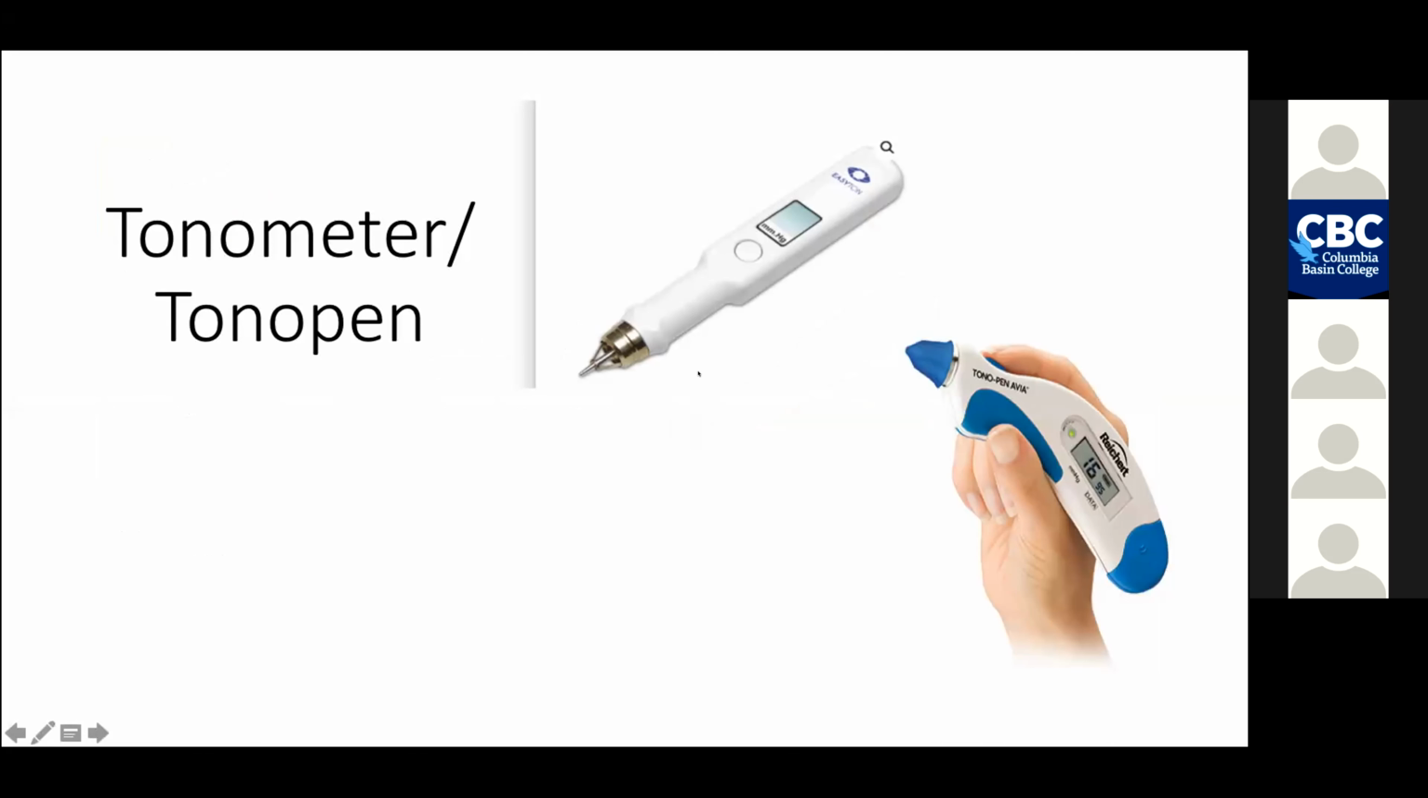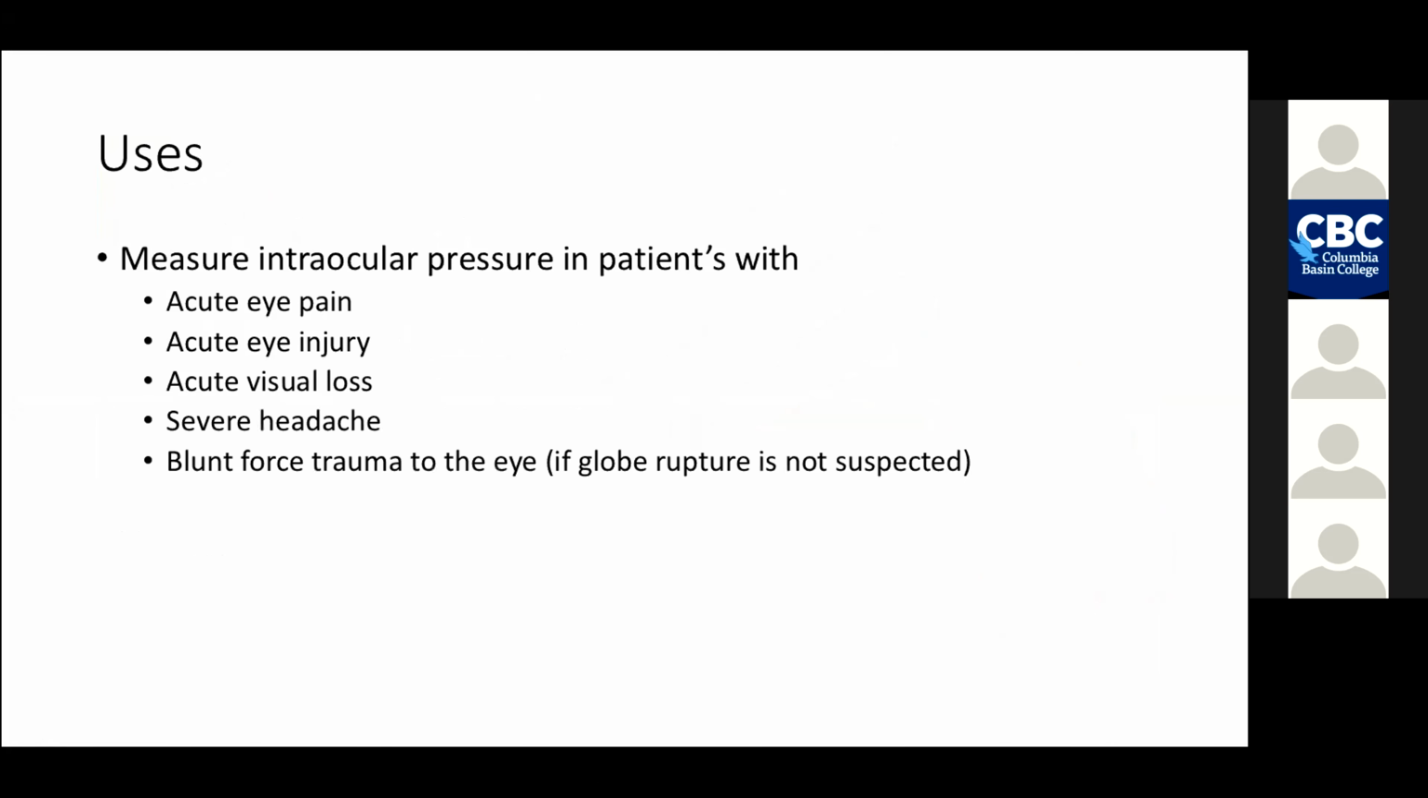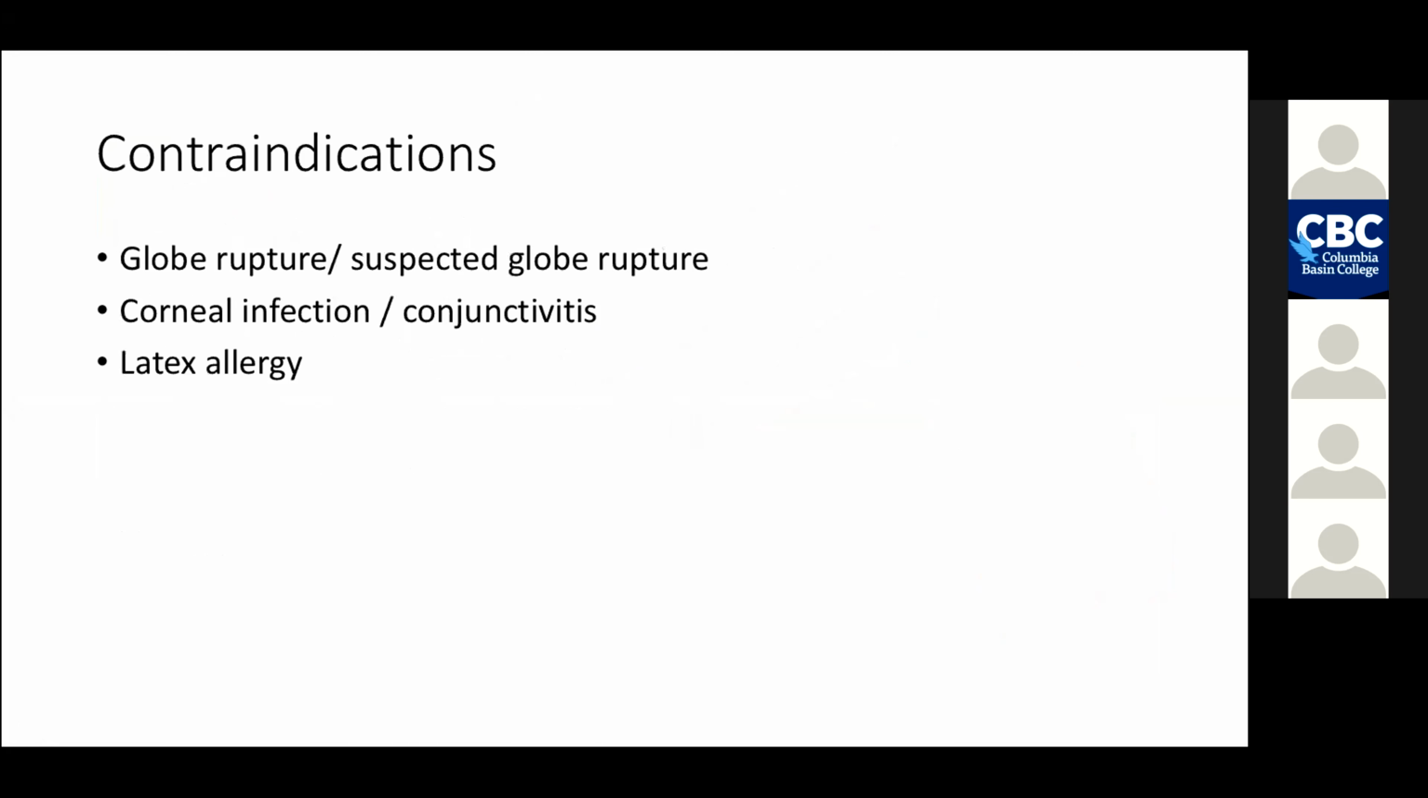Okay. So I have the Tonopen tonometer. It's used to measure intraocular pressure. You'd use it with acute eye pain, acute eye injury, acute visual loss, a severe headache, or if they have blunt force trauma to the eye, as long as the provider doesn't suspect a globe rupture. So you would not use it if a globe rupture is suspected, if they have a corneal infection or conjunctivitis, or if the patient has a latex allergy.